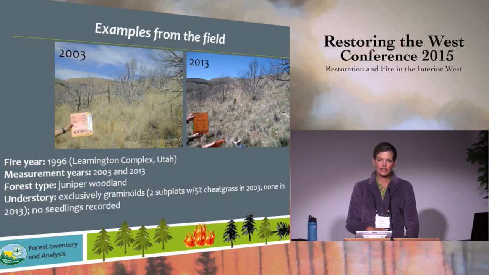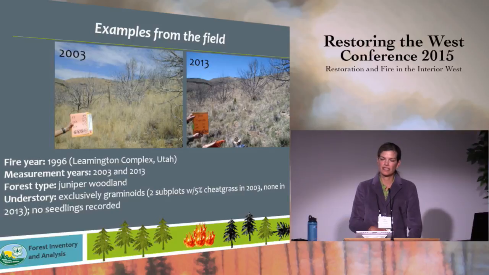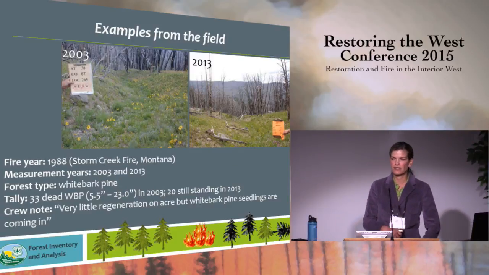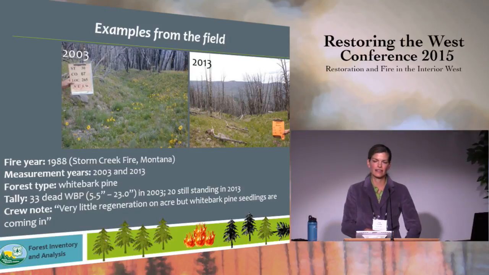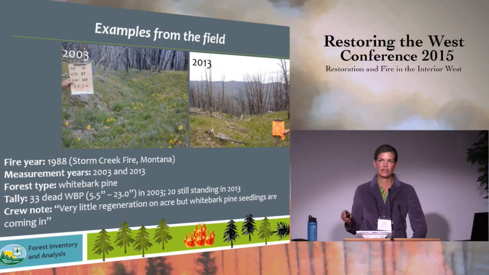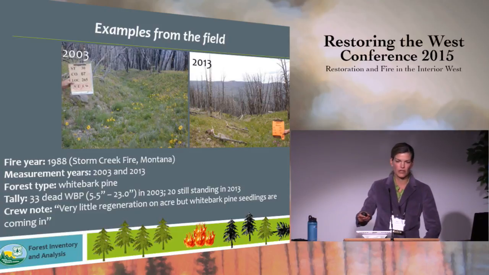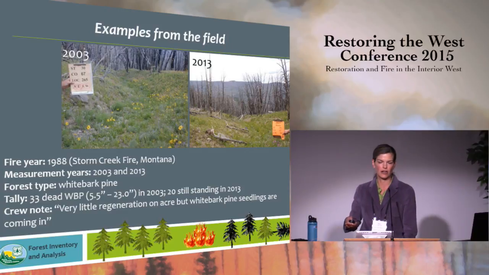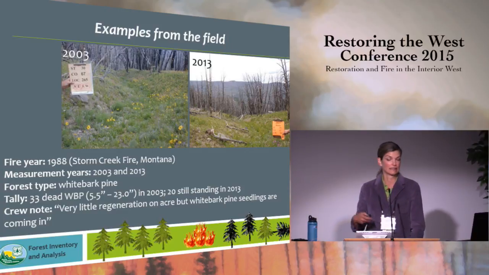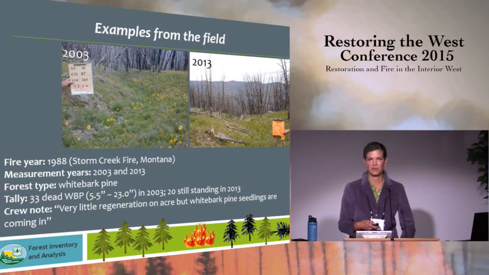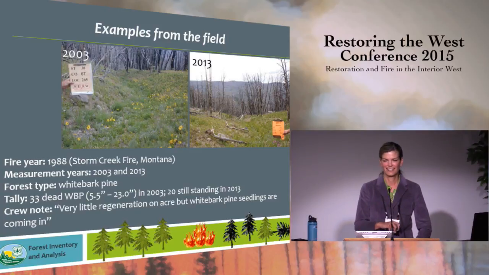And then finally, this is the 1988 Storm Creek Fire in Montana, measured 15 years post-fire in a whitebark pine forest type, and again 10 years after that. There was no live whitebark tallied until the crew went back in 2013 and started tallying seedlings and made this note here: very little regeneration on the acre, but whitebark pine seedlings are coming in. So we'll see what happens in 2023 when they go back.